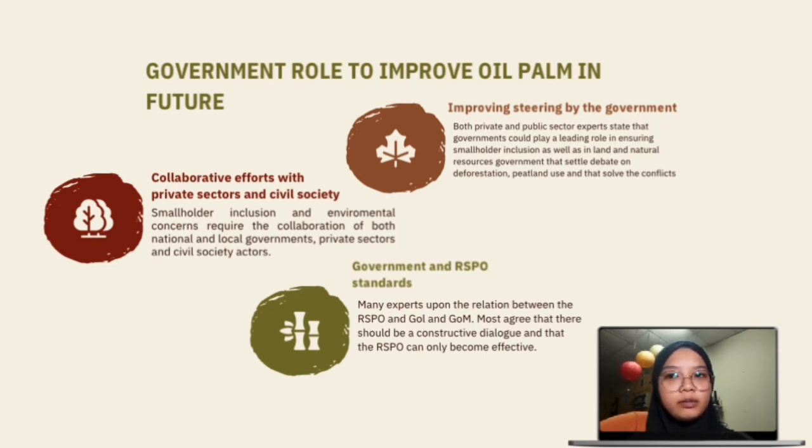Both private and public sector experts state that government could play a leading role in ensuring smallholder inclusion as well as in land and natural resources, where government can settle debate on deforestation, land use, and solve the conflicts. Second, collaborative effort with private sector and civil society. Smallholder inclusion and environmental concerns require the collaboration of both national and local governments, private sector, and civil society actors.